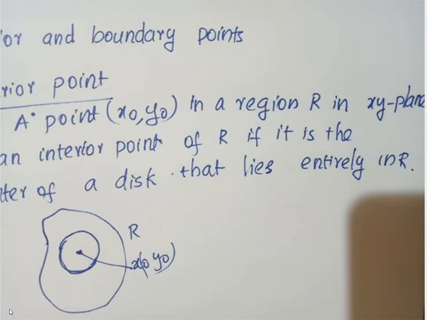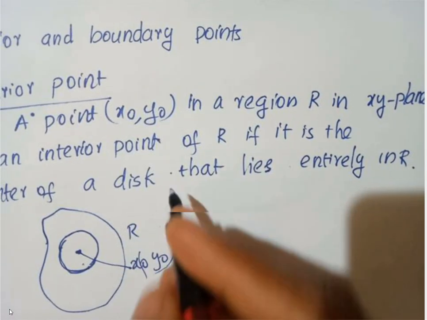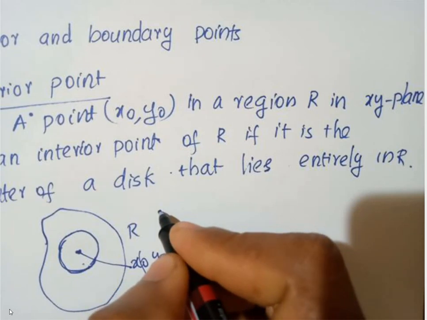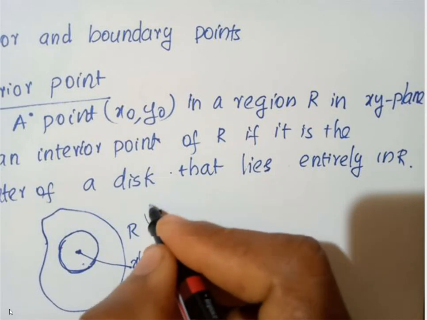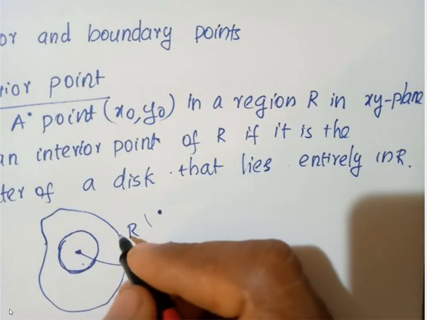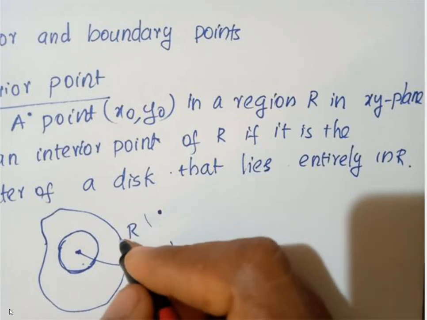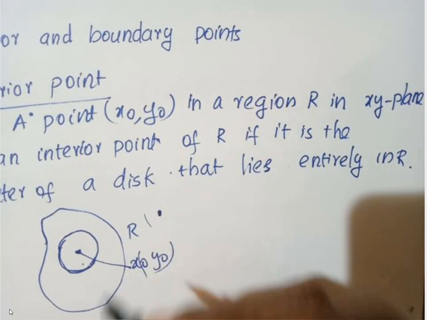Also, there is an exterior point. A point is an exterior point if the region completely lies outside it. Here, this is an exterior point, because you can find a disk that lies completely outside the region. So every such point lies outside. This is an exterior point, and this is an interior point. Next we go to the boundary point.